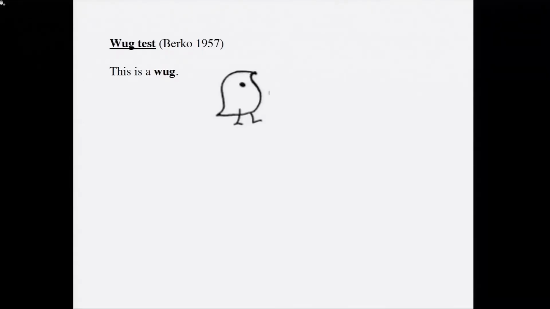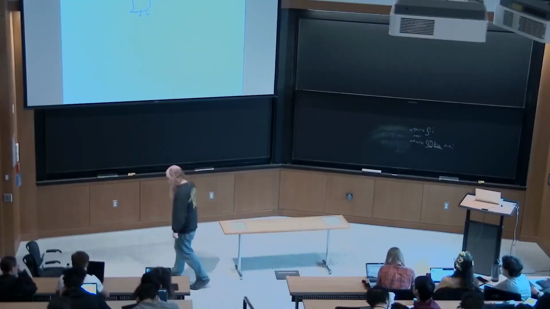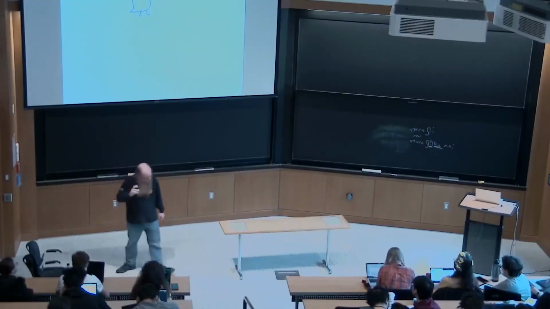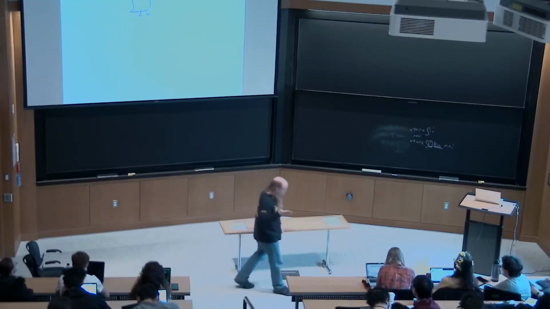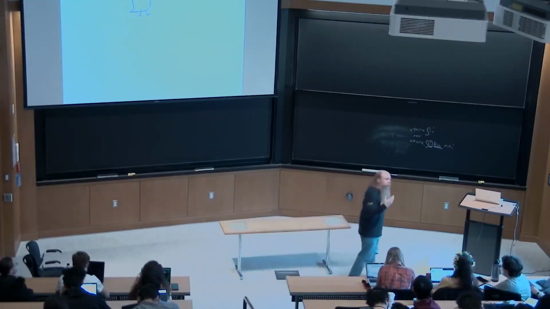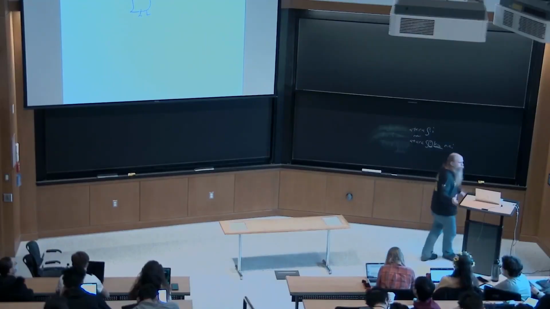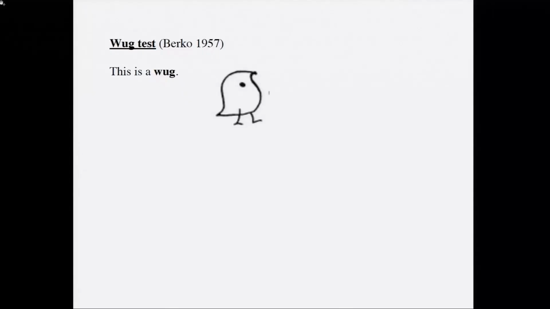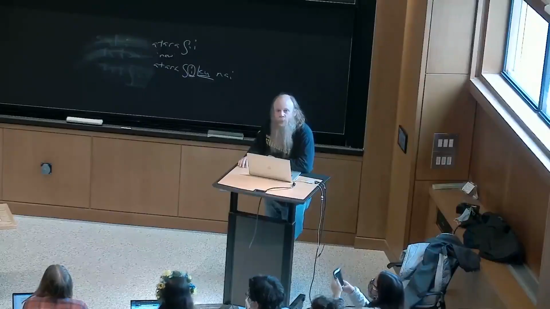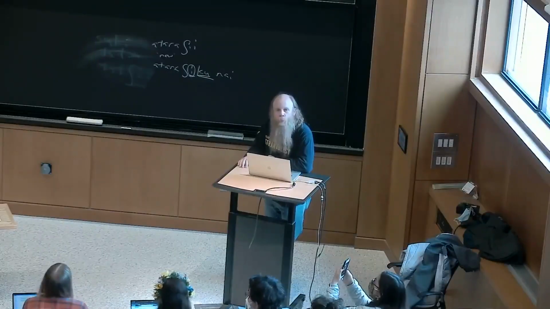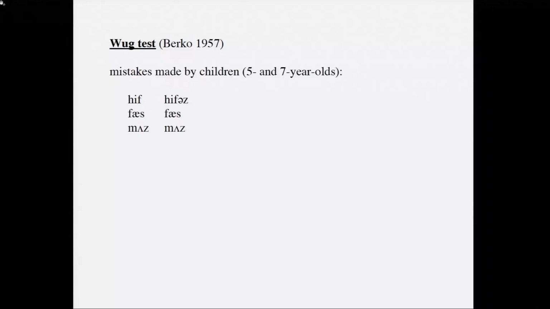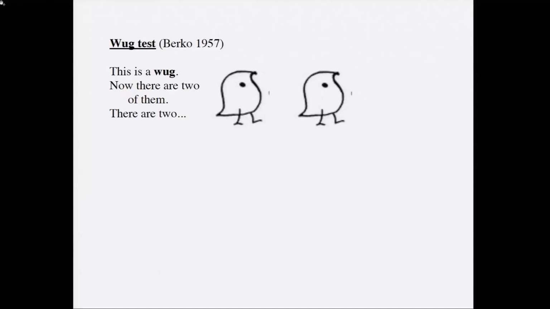Jean Berko, later Jean Berko Gleason, did this work in 1957 with children. She was demonstrating that they know these generalizations about plurals, even with words they've never heard before. So she would show them pictures like this one. This is one of her pictures. She said, this is a wug. And then she would show them 2 pictures of the same thing. And she would say, now there are 2 of them. There are 2, and children were supposed to say, wugs. Yeah. Even though they'd never heard anybody say wug before, right?